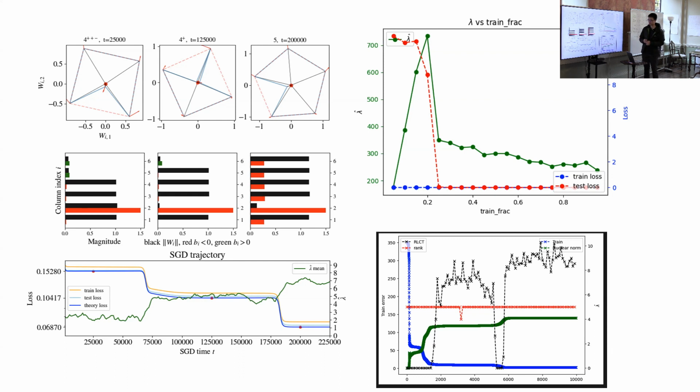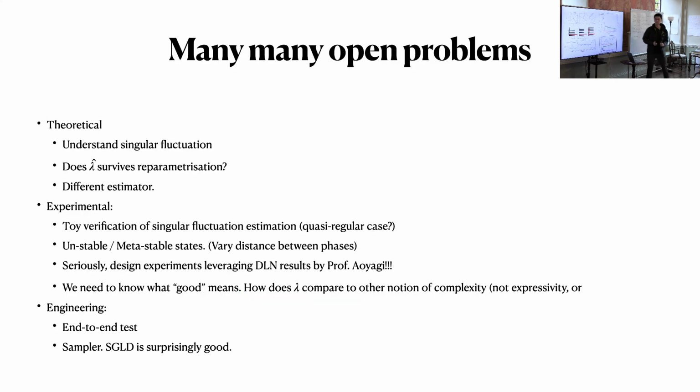There are also other settings that we have looked at. One application that we wish to do is to use this to detect sudden changes in geometry, so phase transitions. We did that in TMS, and we do see that lambda hat can detect that change. This is a deep linear network, and since Professor Aoyagi talked, we actually have a big model with theoretical access to the RLCT, so we are excited to write tests and verify it there as well.